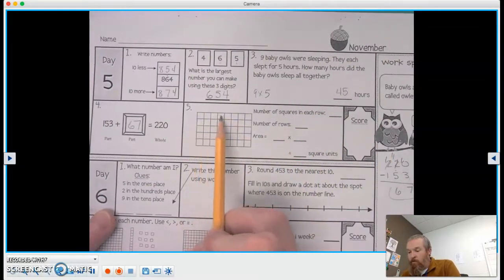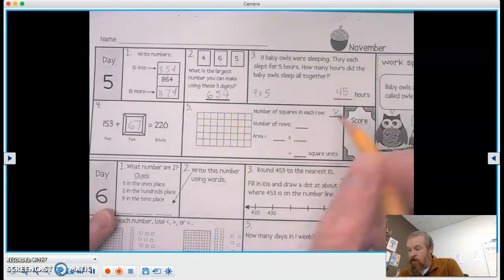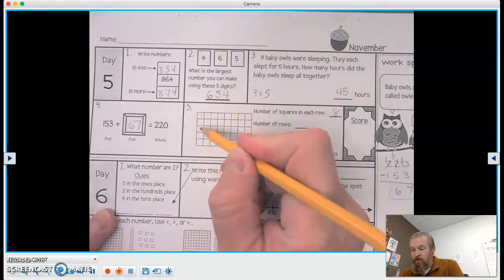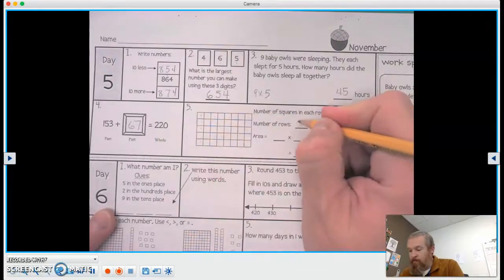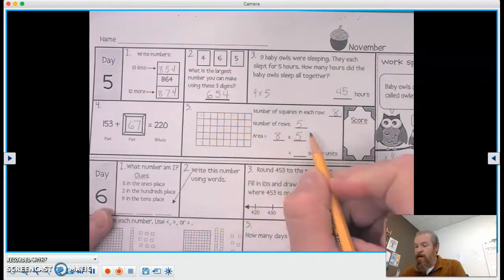All right, now we're going to count the number of squares in each row. 1, 2, 3, 4, 5, 6, 7, 8. Number of rows. 1, 2, 3, 4, 5. So the area equals 8 times 5.